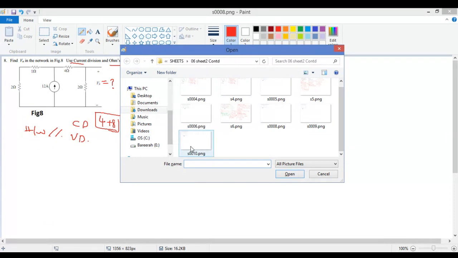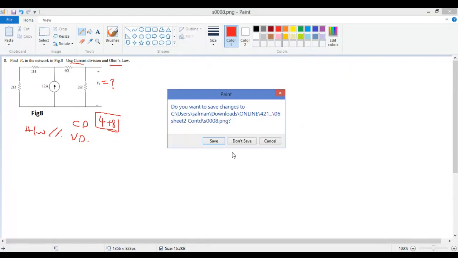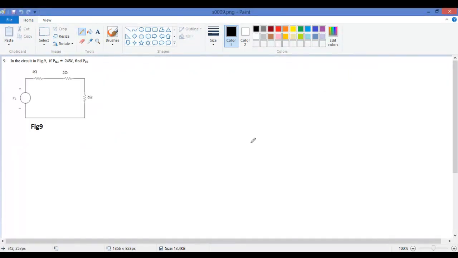Let's solve problem 9. This is your problem number 9. In problem number 9, he has given that in the circuit in figure 9, the power across the 6 ohm resistance is 24 watts, and he's asking us to find out the power in Vs. How much?